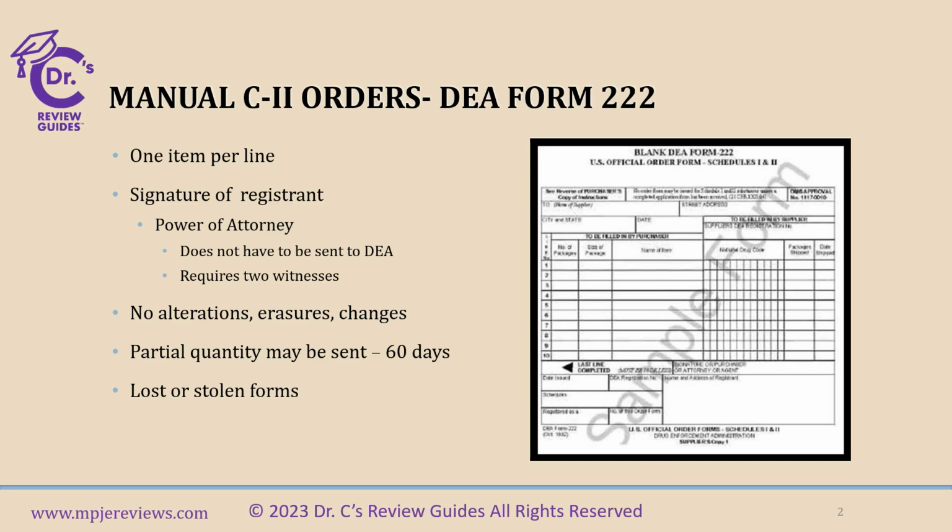There's also a procedure to follow if you send a form into, let's say, your wholesaler, and they never receive it, so the form is lost or stolen, because all these forms have a serial number on them. You have to prepare another form and track it back to the original serial number of the lost form, so they know that the original one was lost.